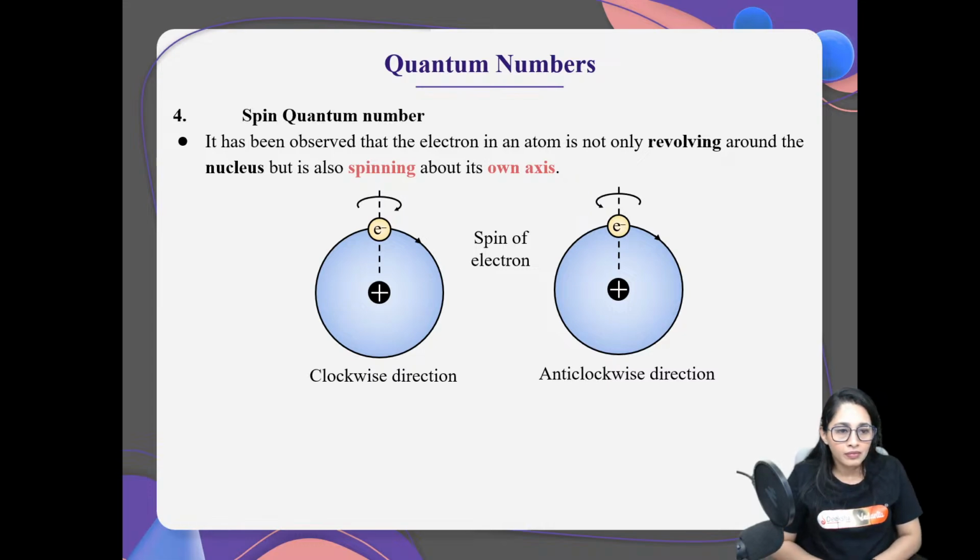Yeah, it has been observed that the electron in an atom is not only revolving around the nucleus but is also spinning about its own axis.